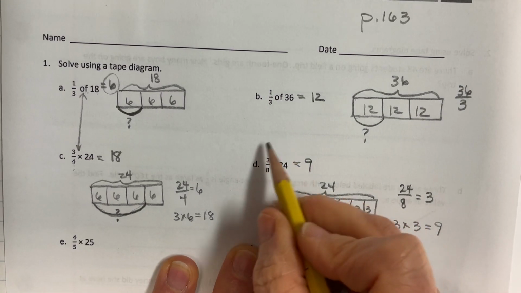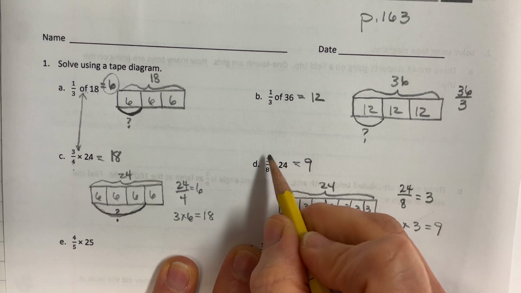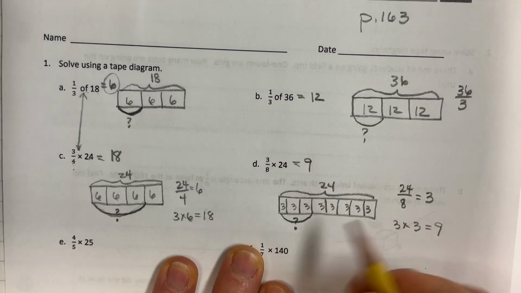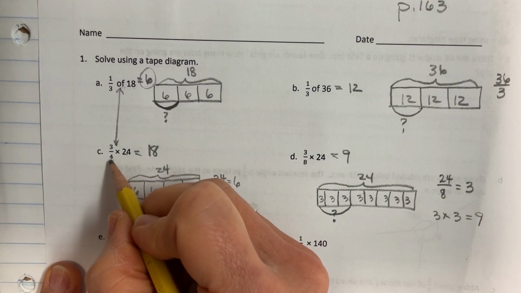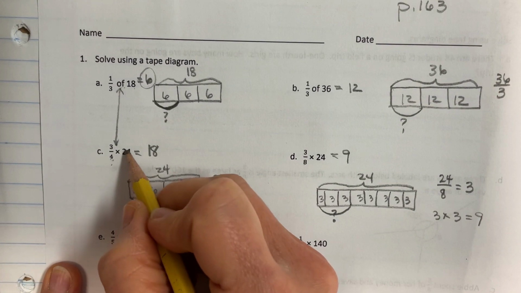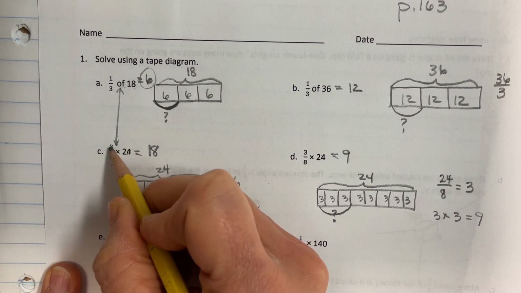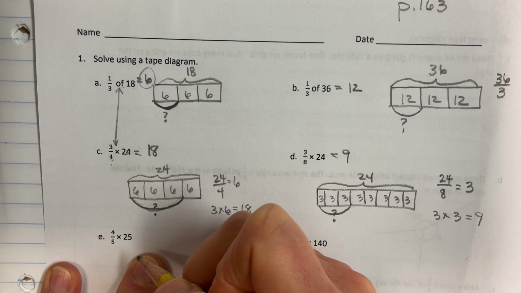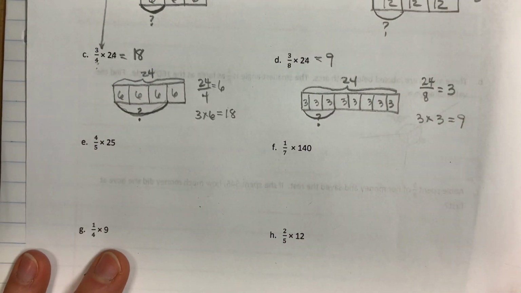Notice on my work here, 8 divides into the total. 8 divides into 24 3 times, and 3 times 3 is 9. Notice that. That's how I do those mentally, by the way. Look at this one. 4 divides into 24 6 times. That means a 6 was in each box. 6 times 3, 18. Good way to do mental math. We'll keep practicing that.